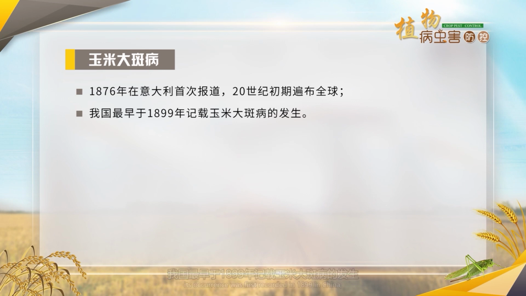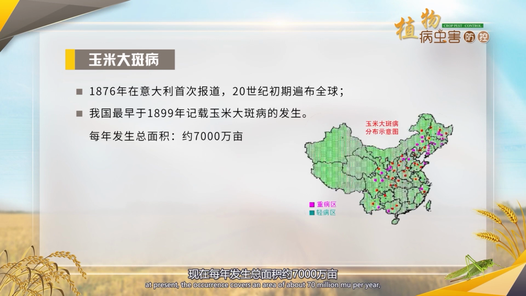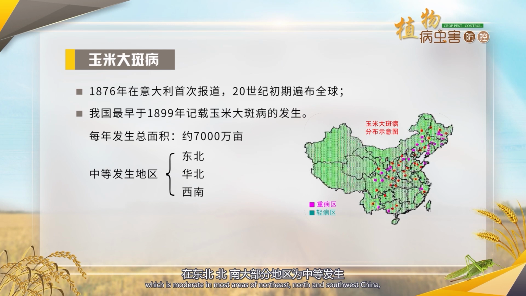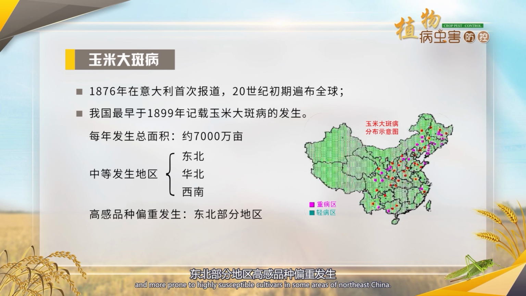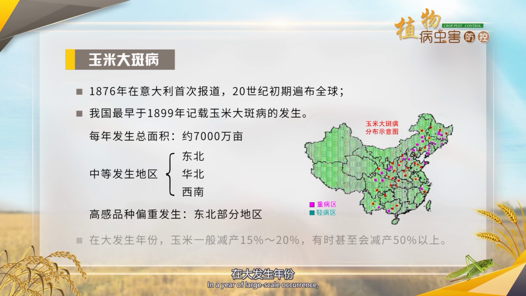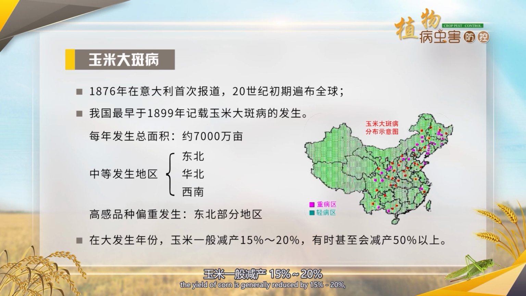1899. At present, the occurrence covers an area of about 70 million mu per year, which is moderate in most areas of northeast, north and southwest China, and more prone to highly susceptible cultivars in some areas of northeast China. In a year of large-scale occurrence, the yield of corn is generally reduced by 15 to 20%, sometimes even greater than 50%. So, how to distinguish the corn leaf blight?